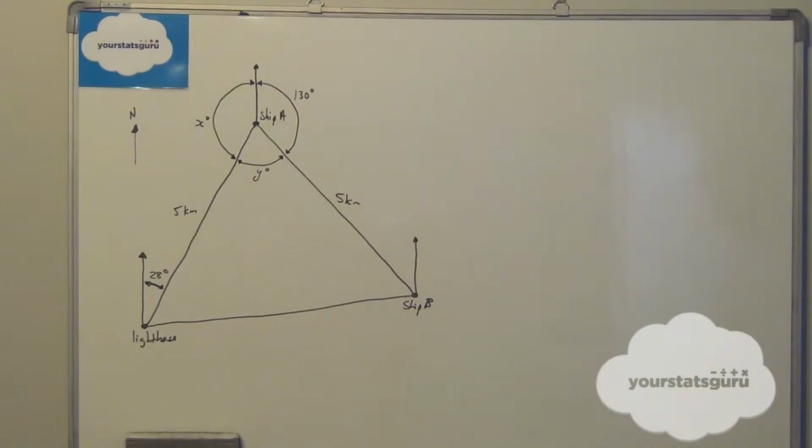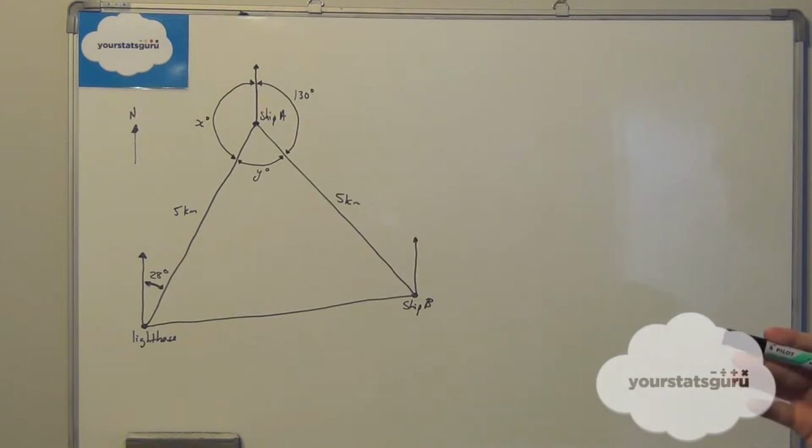In this question we've been given the following diagram. We're told that ship A and ship B can both be seen from the lighthouse. That ship A is 5 kilometres from the lighthouse on a bearing of 028 degrees, and ship B is 5 kilometres from ship A on a bearing of 130.